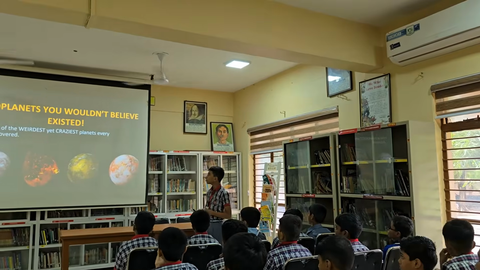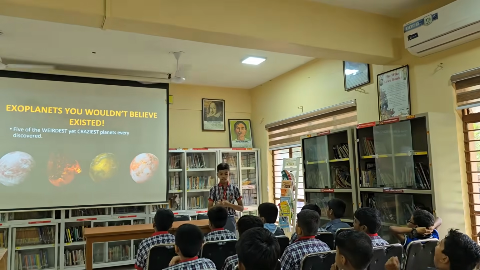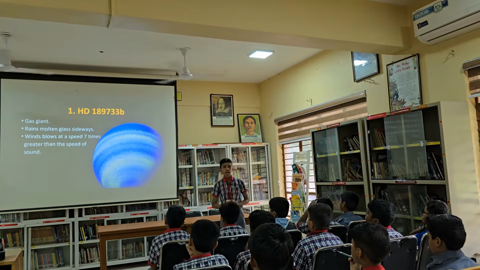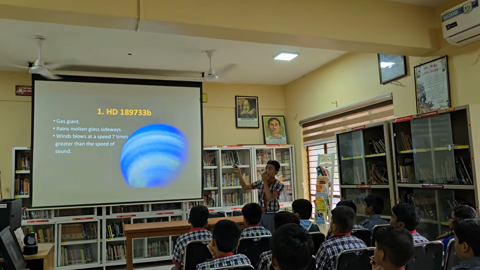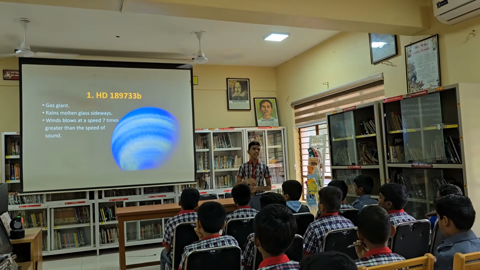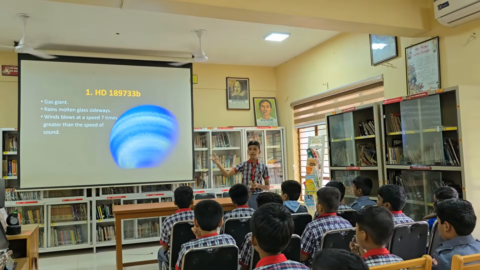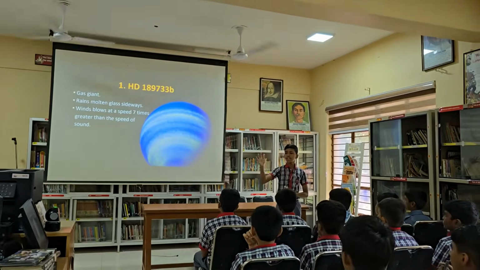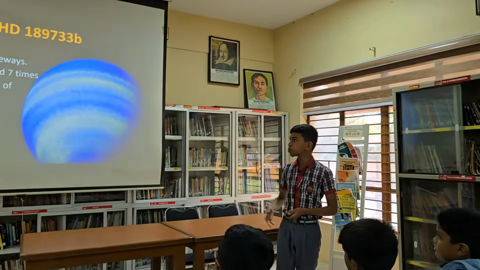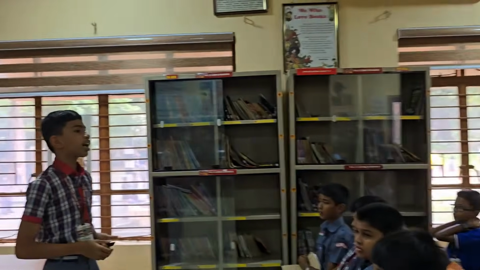So now let's talk about 5 of the weirdest yet craziest planets that were ever discovered. First one is HD 189733b. Now this planet looks very beautiful, but it's a planet that you would never want to enter. Why? Because on this planet, unlike Earth which rains water from up to down, it rains glass from side to side. The reason why it rains glass from side to side is actually because of the high wind rates on this planet. Wind blows at a speed 7 times greater than the speed of sound.